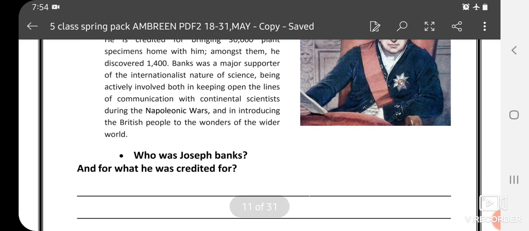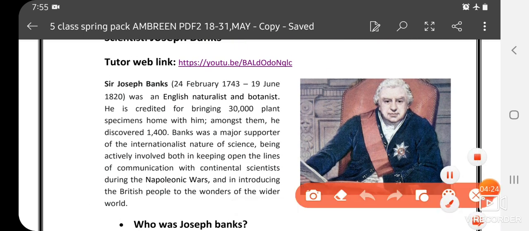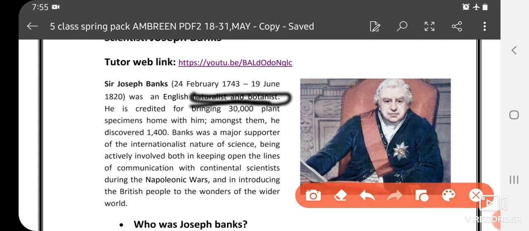Question is, who was Joseph Banks and for what was he credited? The answer is, he was an English naturalist and botanist, and he was credited for bringing 30,000 plant specimens home with him. So this is the answer for both questions.